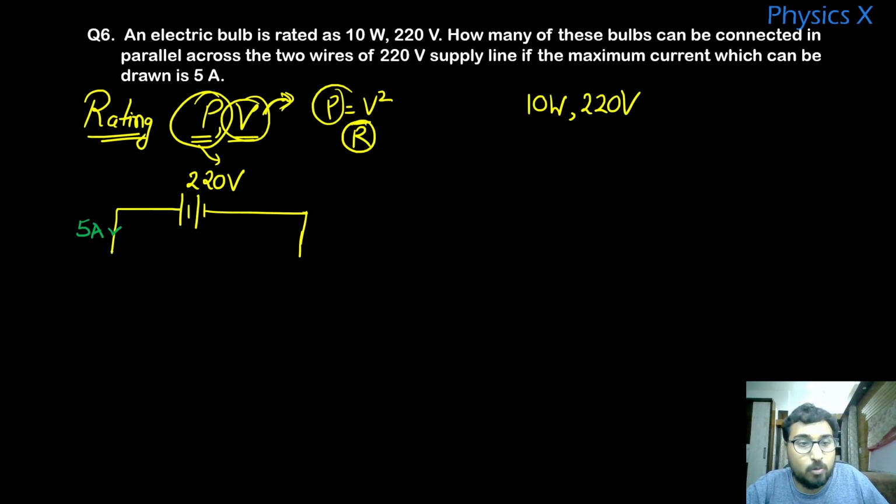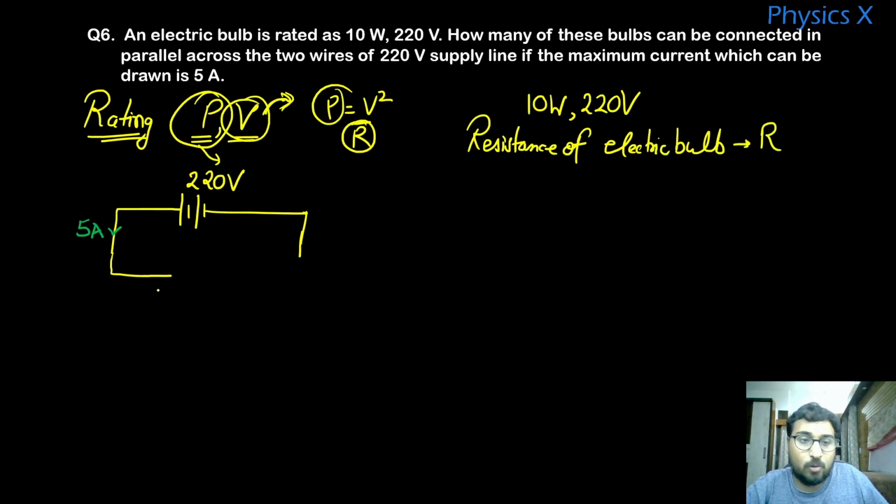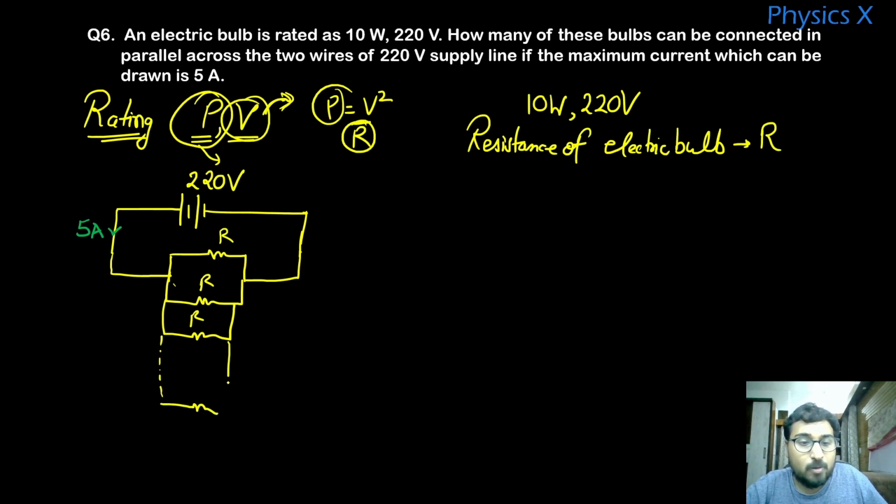So how many? Now you are connecting this in parallel. These electric bulbs are identical. So suppose the resistance of one bulb, let us consider it as R. So this R is connected like this, again R is connected like this, again R is connected like this, and so on up to n number of times. That is up to n number of times these R are connected.